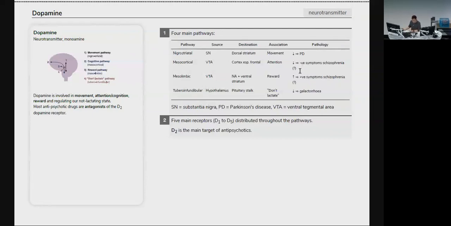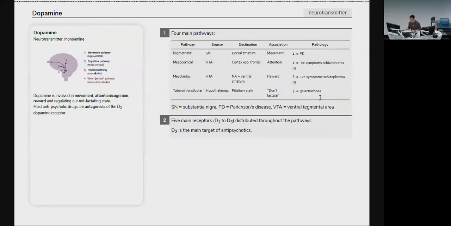The mesocortical and mesolimbic pathways are thought to have a role in schizophrenia. So it's thought that a reduction in dopamine activity in the mesocortical pathway leads to the negative symptoms of schizophrenia, and an increase in dopaminergic activity in the mesolimbic pathway causes the more positive hallucinatory, delusional symptoms in schizophrenia. I think the understanding behind schizophrenia is still very unclear, and whether this dopamine hypothesis is really true or not is still up for debate. But this is the main target for most of the antipsychotics that we'll discuss later.